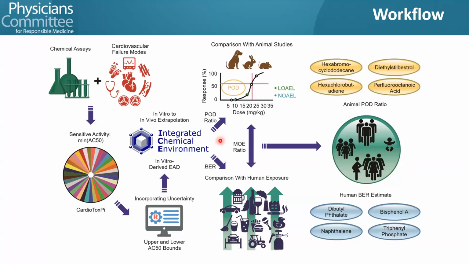By analyzing those results, we identified several chemicals that were not harmful in the traditional animal studies but were found harmful utilizing our in vitro data. These are a few examples of those chemicals. And based on the human BER estimates, we have also identified a couple of chemicals for which our study reveals that we have been exposed to a much higher amount than we should be.